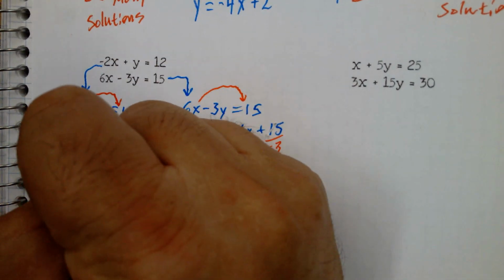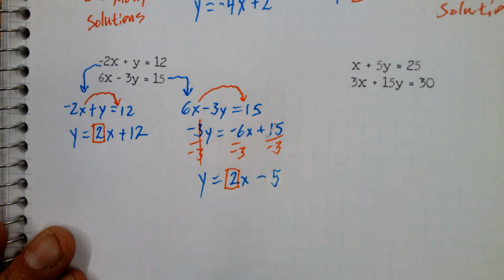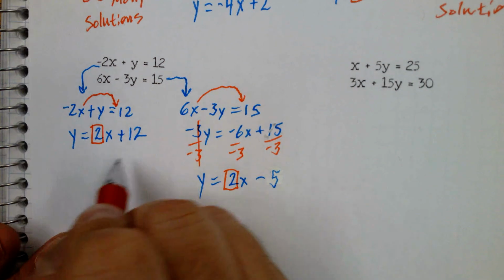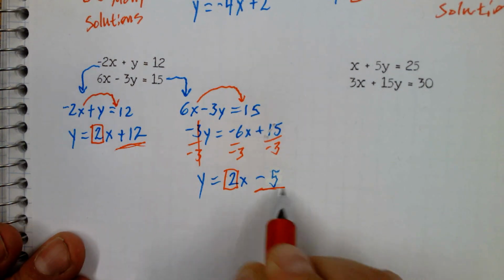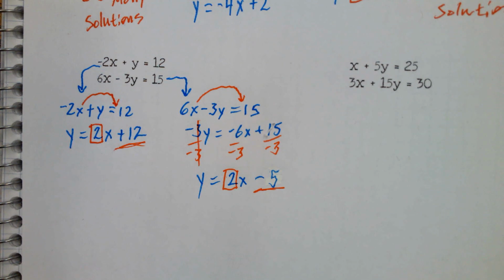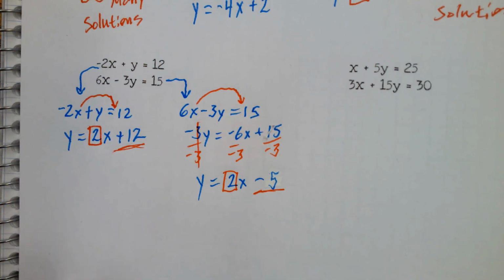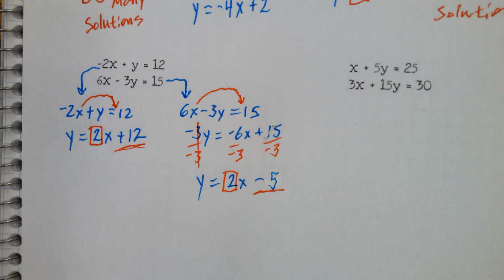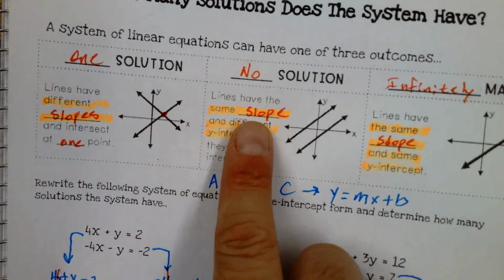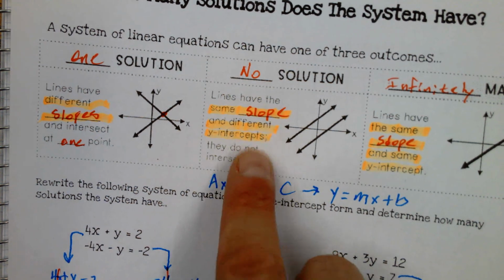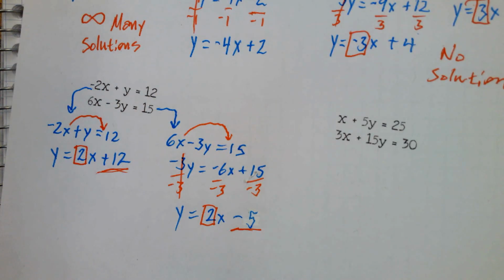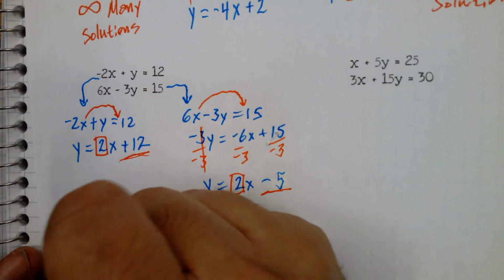So look at your slopes. They're the same. However, the y-intercepts are different. One's 12, one's negative 5. Right? So which case is that? When the slopes are the same, but the y-intercepts are different. Look at your chart above. Yeah, this is a no solution. Same slope, different y-intercepts. That's what we have here. So this is no solutions.